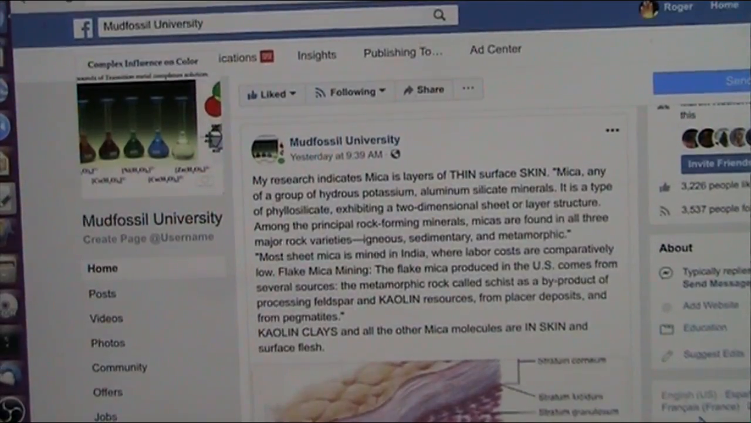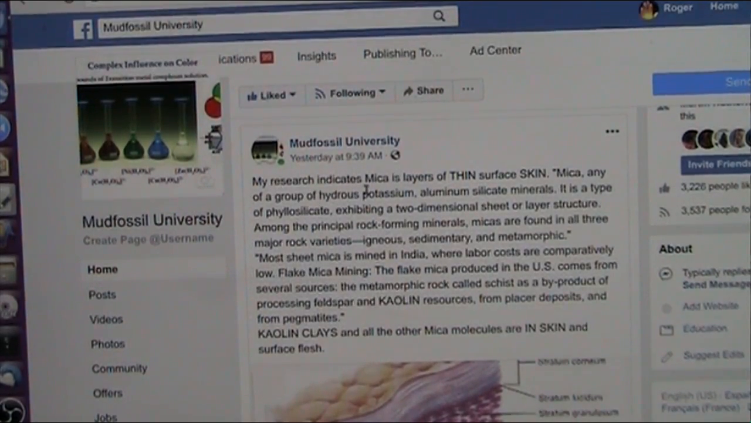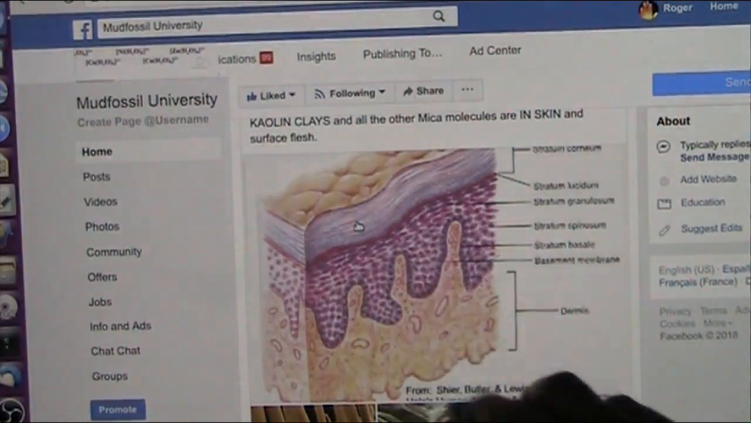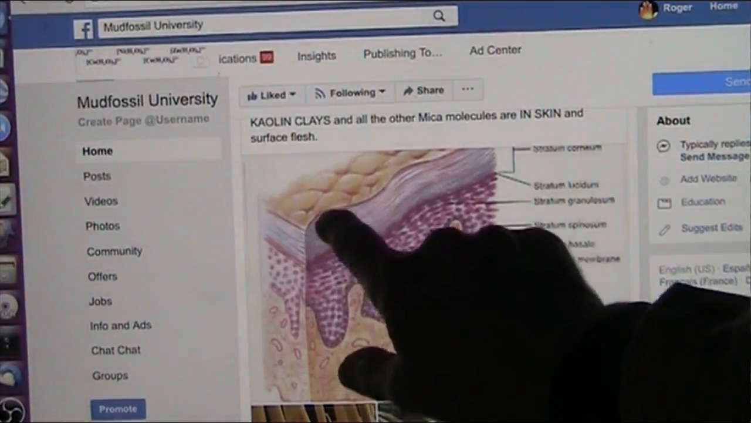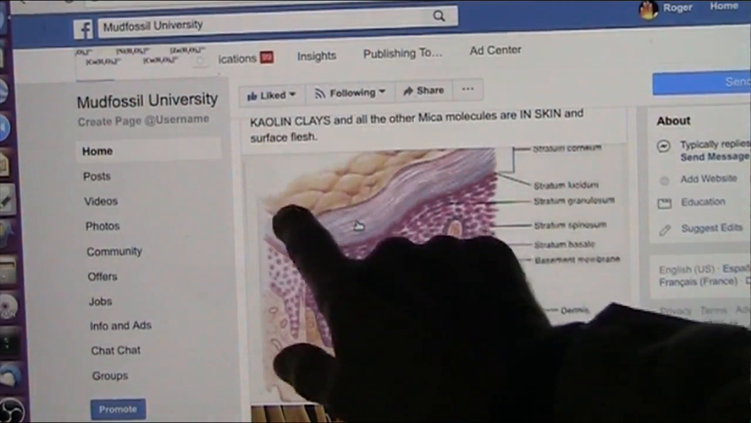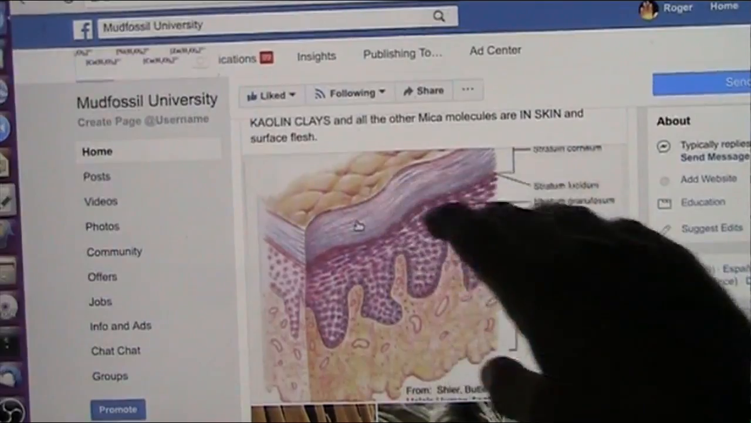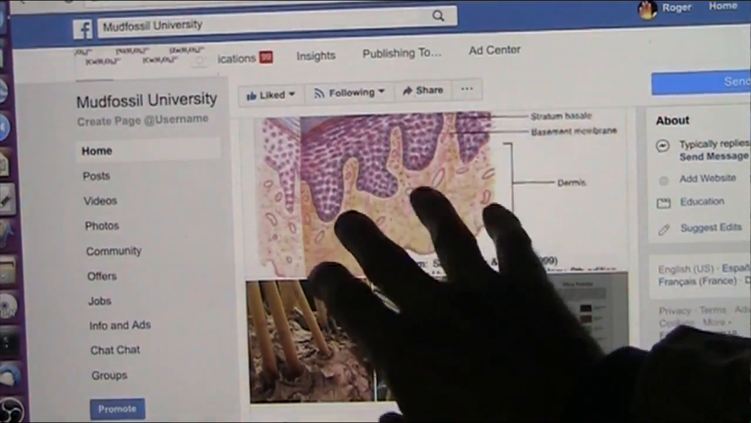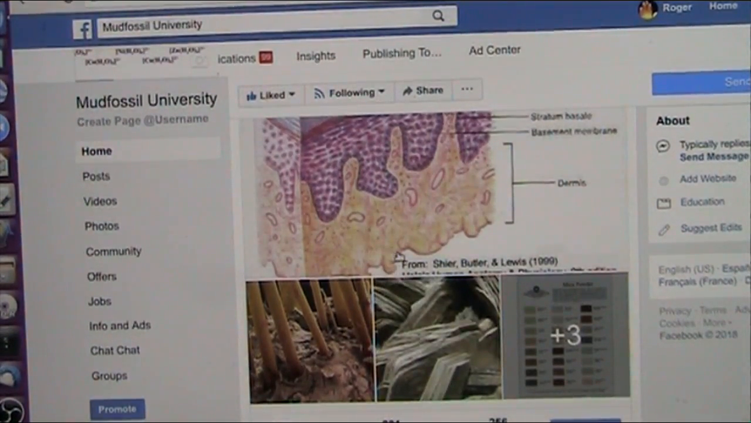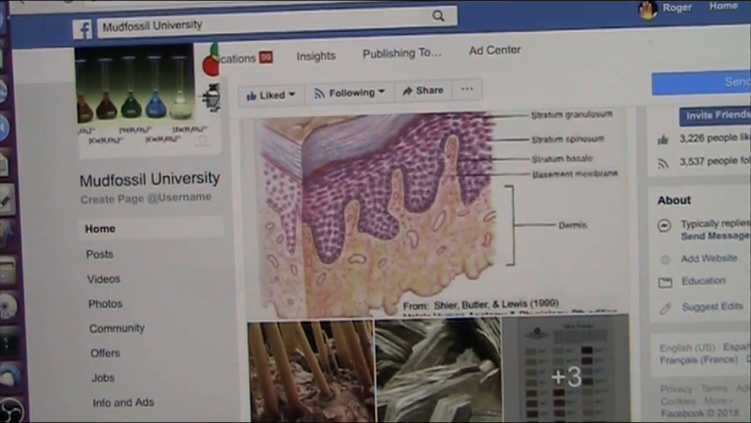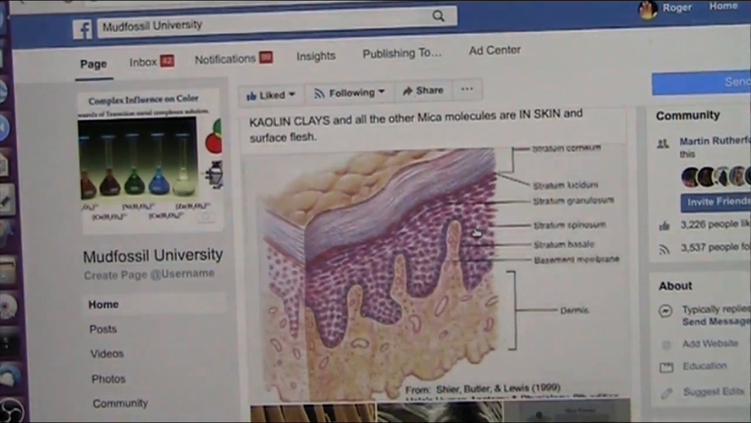It's funny because on Facebook, on my Mudfossil University, just yesterday, I put this up about mica being the very thin skin at the top. And this is exactly what we see, what I was just showing. It loves this. It eats this like crazy. That's where the moss and the lichen go, and they grow on that skin. And right below that is the red, bloody, fleshy stuff, and that's that bumpy area I showed you. And then it turns into a different material below that, the dermis.